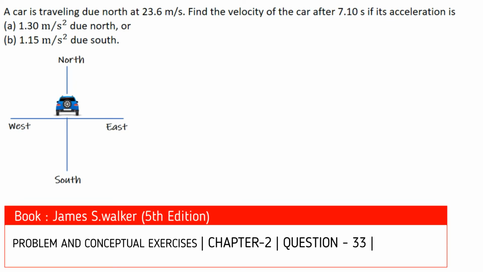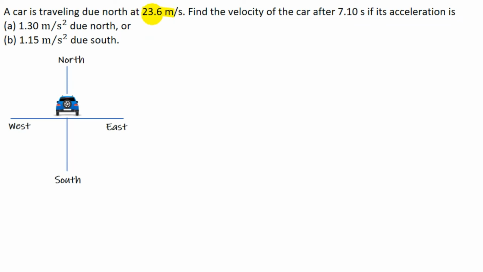So here in this question we are given that a car is traveling in the north direction at a speed of 23.6 meter per second. Now we have to find the velocity of the car after 7.1 seconds. There are two parts. In the A part they are saying that the acceleration is 1.30 meter per second squared due north. So let me show it on the figure.